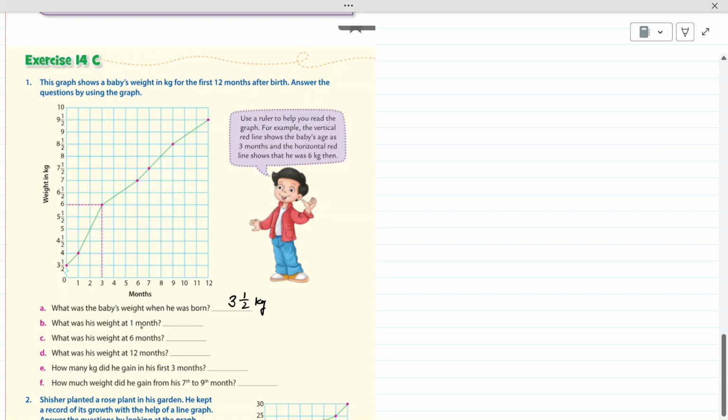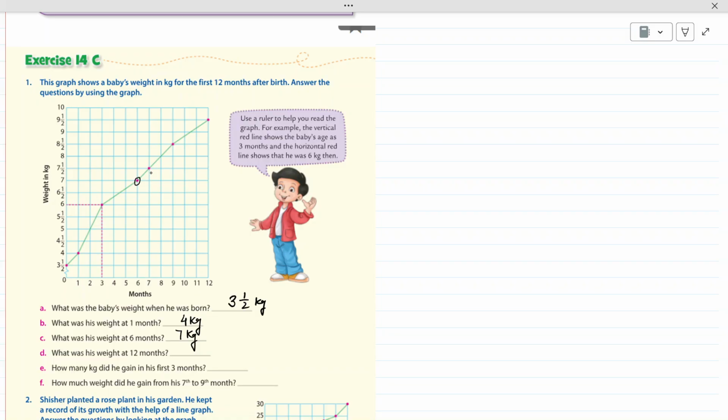What was his weight at 1 month? At 1 month, he was 4 kgs. What was his weight at 6 months? At 6 months, his weight was this, that is 7 kgs, right? So kids, you are getting this. We can easily get this information by joining this.